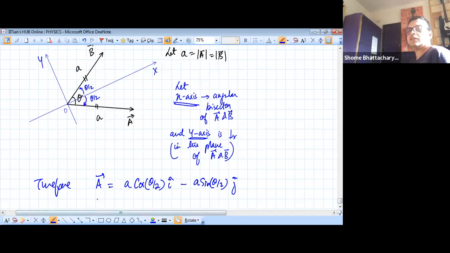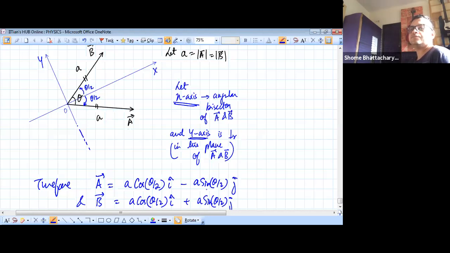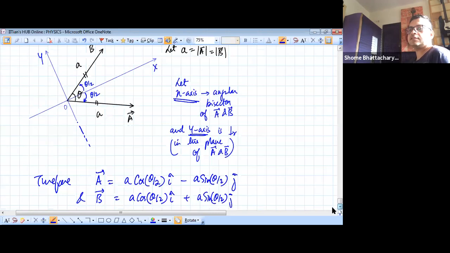Whereas the vector B, what will it become here? So it will become A cos theta by 2 i cap plus A sin theta by 2 j cap. So you can see, because I have taken my x-axis along the bisector and the y-axis is the perpendicular one, their x components are the same, but the y components are opposite. You can see the y component of B is along the positive y-axis and it's A sin theta by 2, and the y component of A is along the negative y-axis and it's A sin theta by 2. So they will cancel each other, whereas the x components will add.